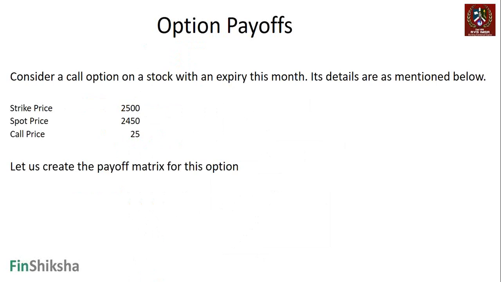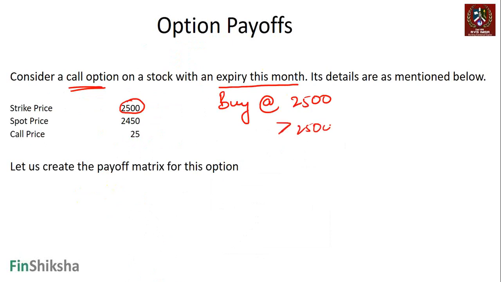Now let's model this. Consider a call option on a stock with an expiry this month. Its details are given below. Strike price is 2500. This is a call option, which means you can buy at 2500. Now, when will you buy at 2500? Is if your market price is greater than 2500, right?